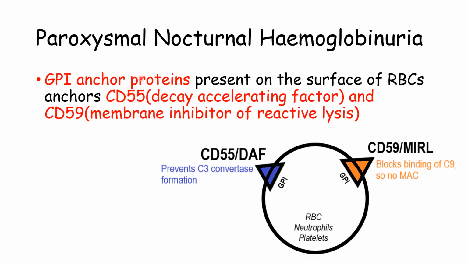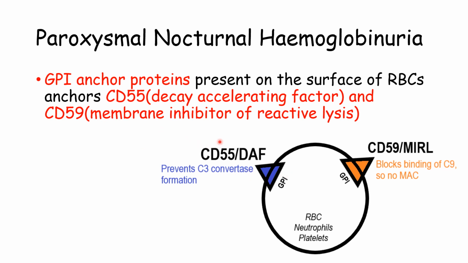Hey guys, in this video we are going to cover paroxysmal nocturnal hemoglobinuria. So normally GPI anchor proteins are present on the surface of the RBC, and the main function of this GPI anchor protein is to anchor CD55 and CD59 on the surface of the RBC.